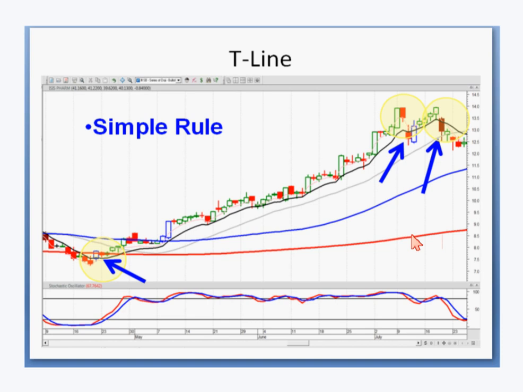the T-line has a very simple rule. The T-line is the 8 exponential moving average, this black line. And there's one very simple concept. If you see a candlestick buy signal and a close above the T-line, you can stay long until you see a candlestick sell signal and a close below the T-line.